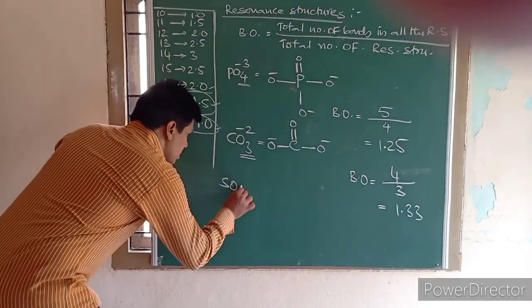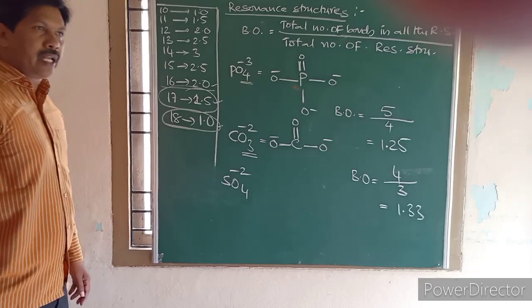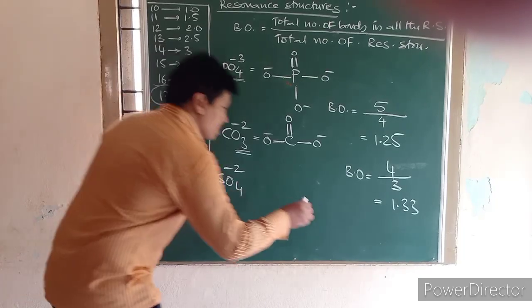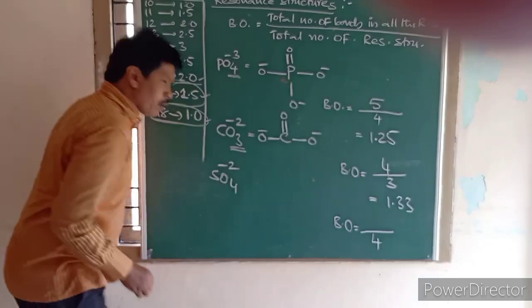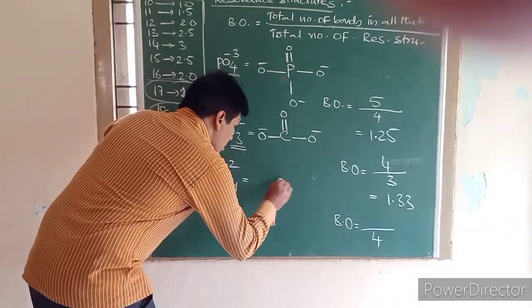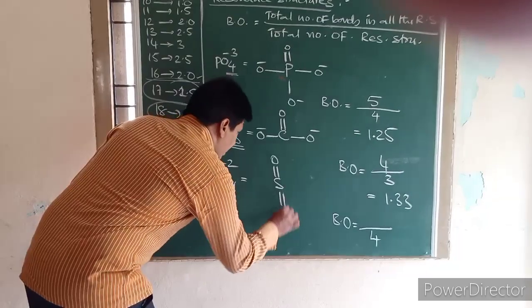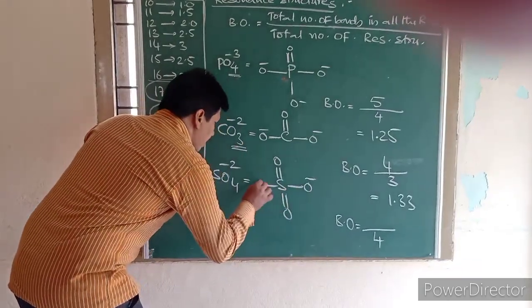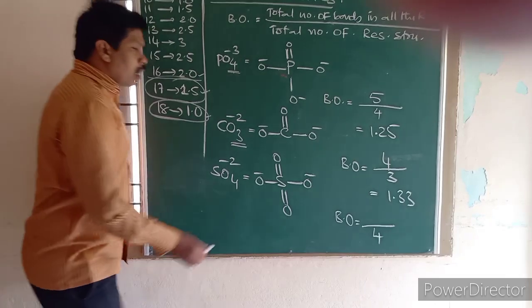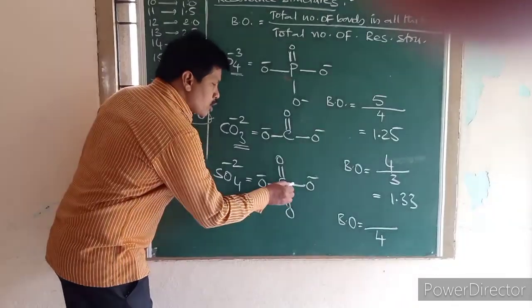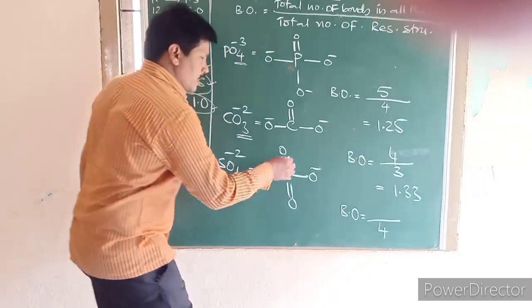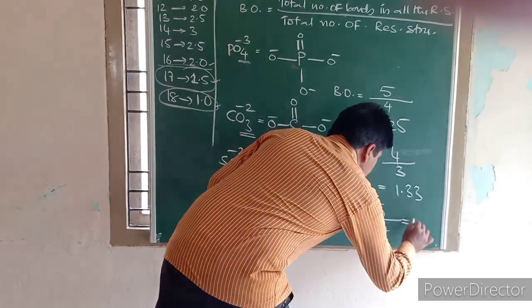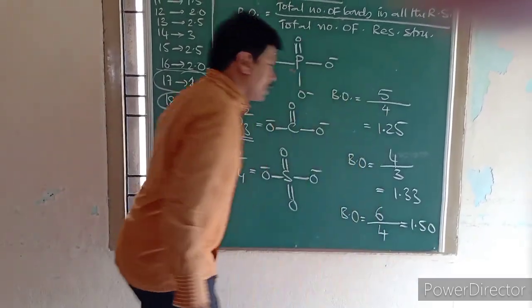And another example is SO4 minus 2 ion, sulfate ion. This central atom sulfur is surrounded by 4 oxygen atoms. That's why its number of resonance structures is 4. And in the sulfate ion, this sulfur is surrounded by oxygens in this manner in the structure. And in all the resonance structures, the number of bonds between sulfur and oxygens is 1, 2, 3, 4, 5, 6. That's why 6 by 4 means this is equal to 1.50.